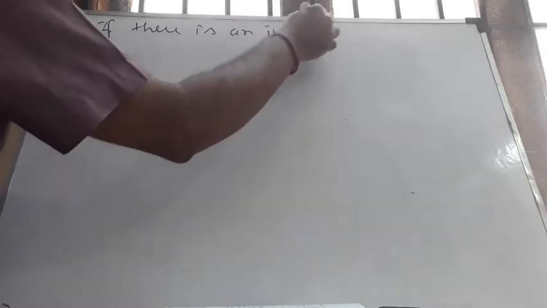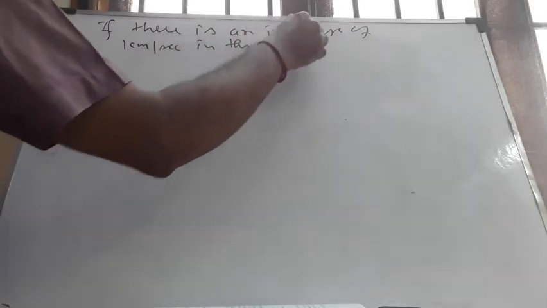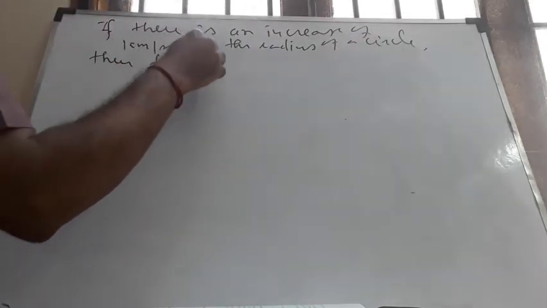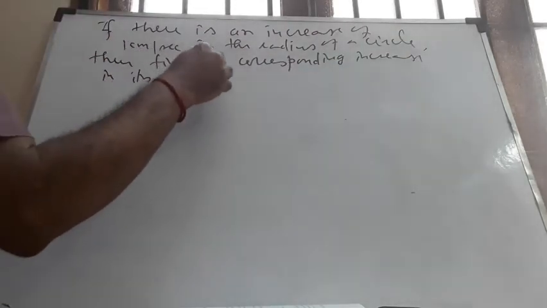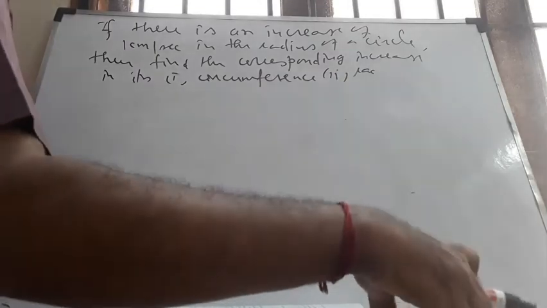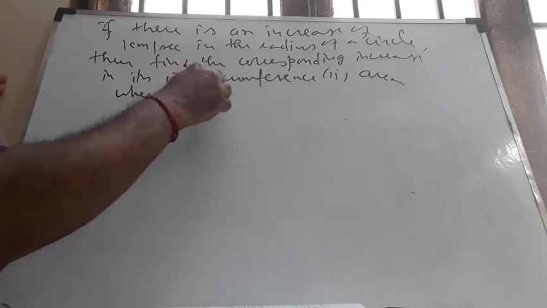If there is an increase of 1 centimeter per second in the radius of a circle, then find the corresponding increase in its circumference and second, area, when the radius is 3 centimeters. Let it be. Now the answer.